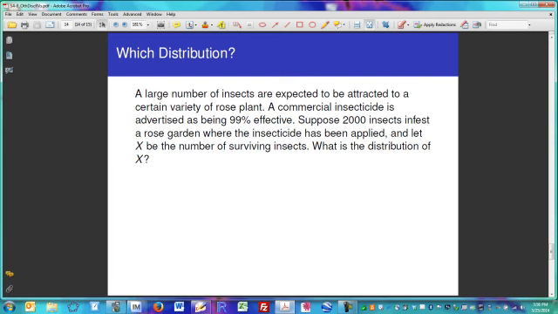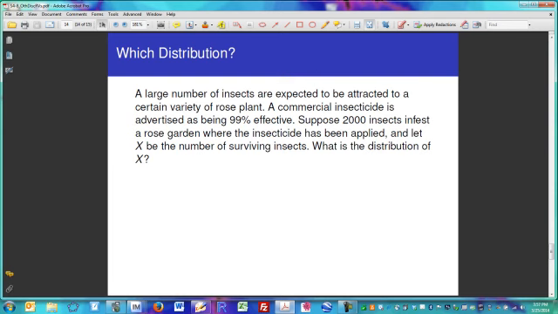And we're told the insecticide's 99% effective, so each of these 2,000 insects is being tested or trialed with the insecticide. So yes, we could say the probability is fixed. The probability that one of these insects survives is 0.01, and it's fixed. And we could argue that each insect's survival is independent of another insect's survival, and there's a fixed number of trials, 2,000 of them.